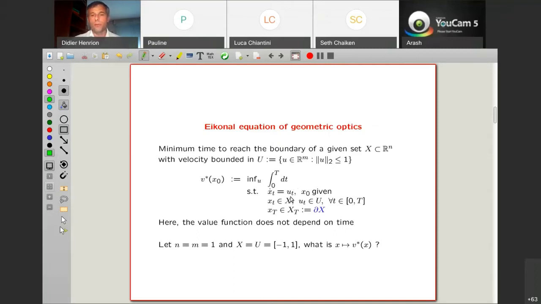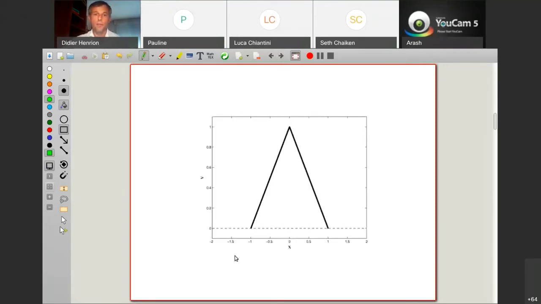Or you can go to the right using u equals +1, and also you go linearly with respect to time. So for all intermediate situations, you have a linear dependence of the value function on the initial condition. And this is the geometry of the value function. So it's 0 at the boundary, it's 1 in the middle, and then it decreases linearly.